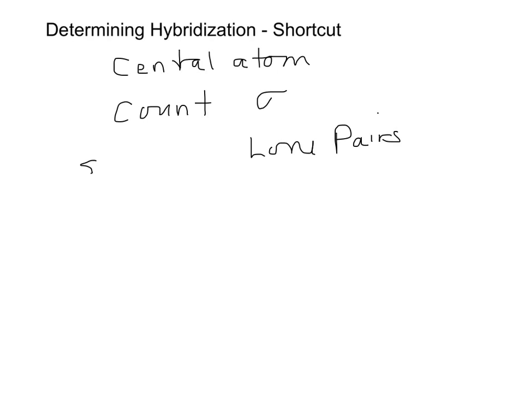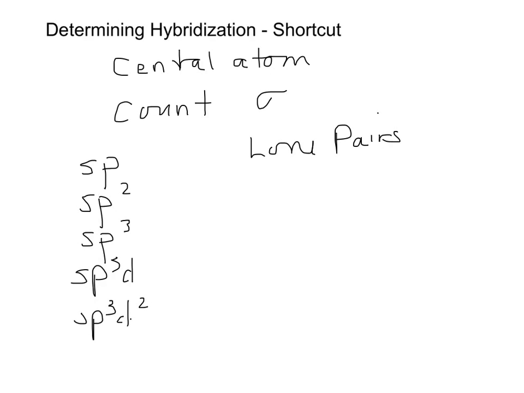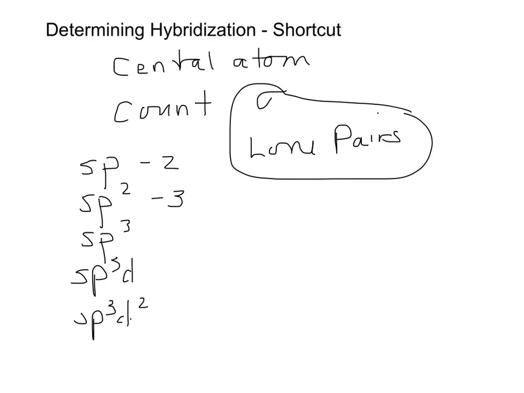Now your possible hybridizations are sp, sp2, sp3, sp3d, and sp3d2. You notice with sp there's a total of 2 letters. If you look at your structure and you find a total of 2 sigma bonds and lone pairs, it's sp. If you notice sp2 has 3 letters, an s and 2 p's. When you count up your sigma bonds and lone pairs, if it equals 3, your hybridization is sp2. sp3 has 4 letters, 3 p's and an s. If you count up your sigma bonds and lone pairs in your compound and it comes up to 4, it's sp3, and so on and so forth with 5 and 6.